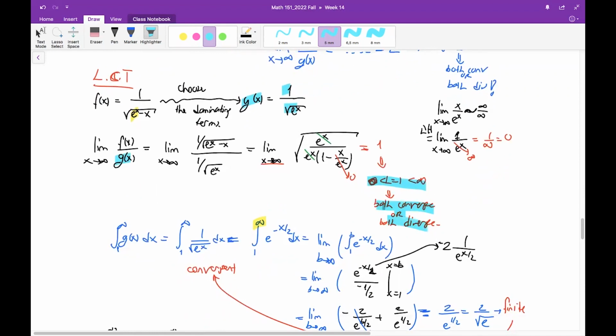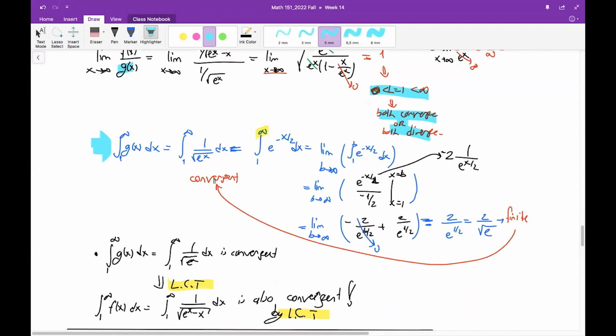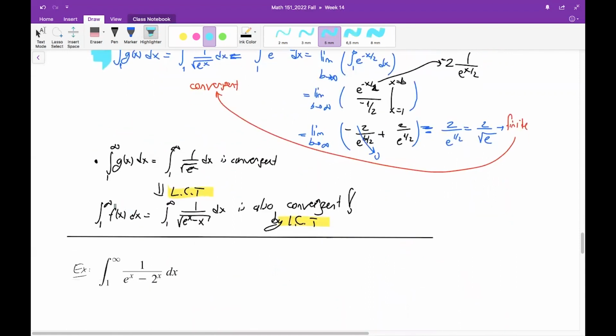And of course, to be able to use that conclusion, you need to know the behavior of the g of x function. According to its behavior, whether it's convergent or divergent, you will say the same thing about the integral of f of x dx.